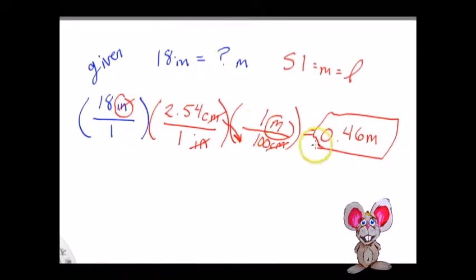Because as we know with multiplication, we're just going to go straight across. So what we end up with is needing to divide by this 100, and that's why we moved the decimal to 0.46. That's why the decimal ended up there. So that is a multi-step conversion right there.